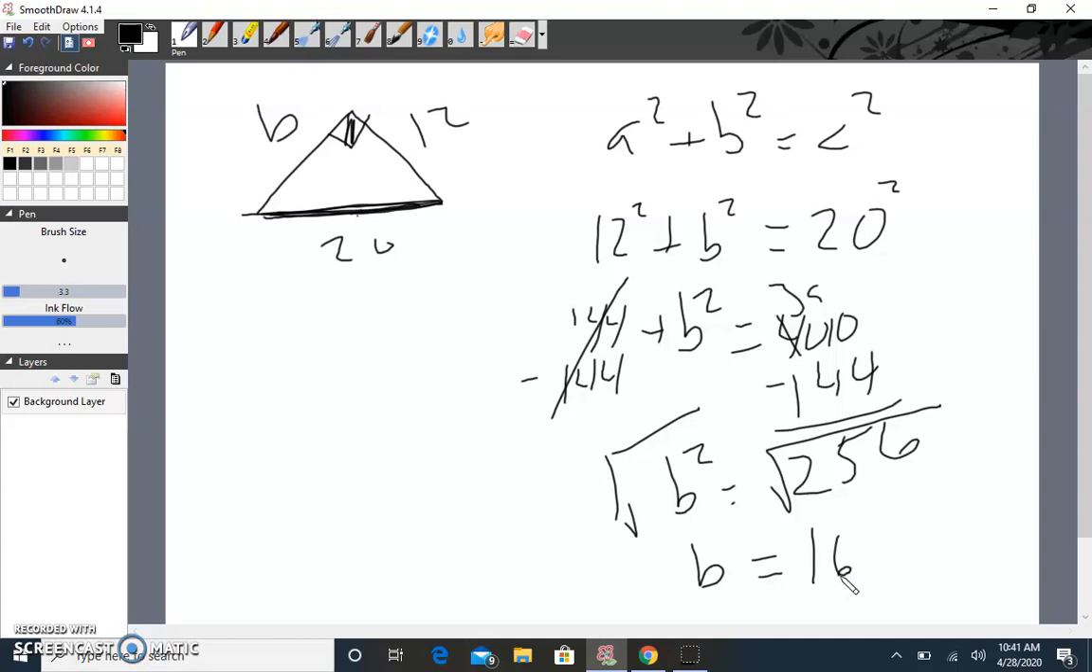Well, to get B by itself, you have to do the opposite. Since you're squaring B, the opposite is the square root. Square root B, get B. What you do to one side, you have to do to the other. The square root of 256 is 16, and that is how you work out the Pythagorean theorem.